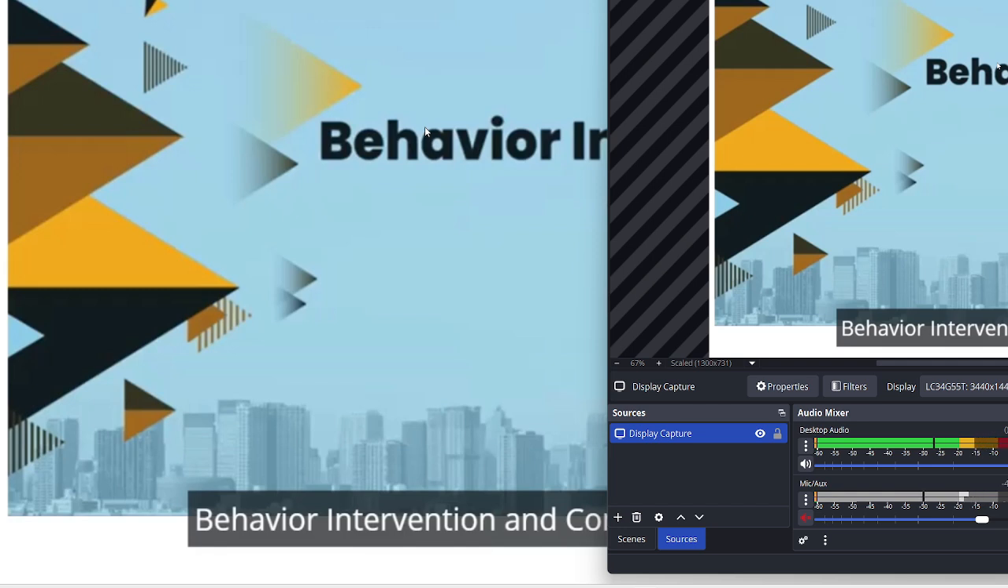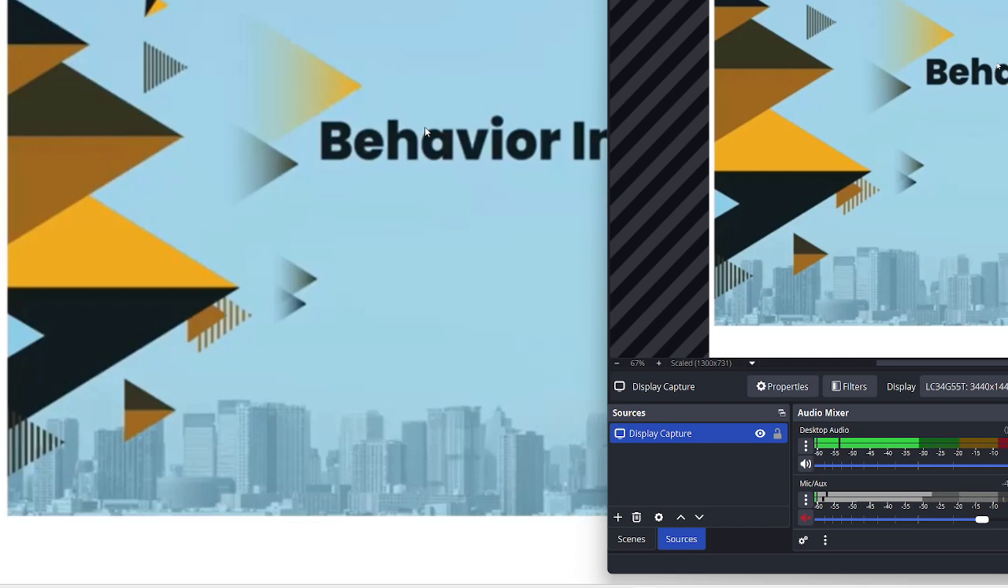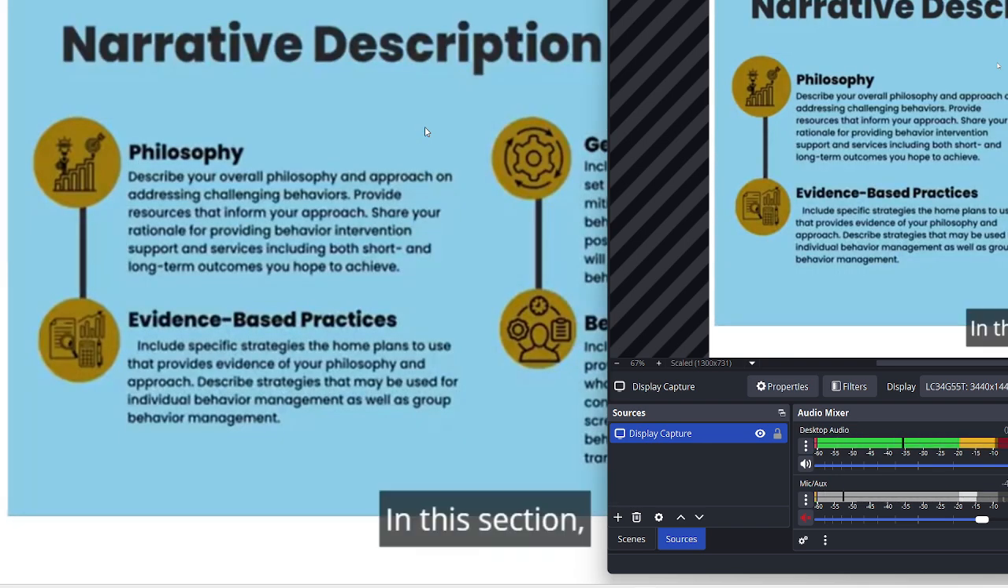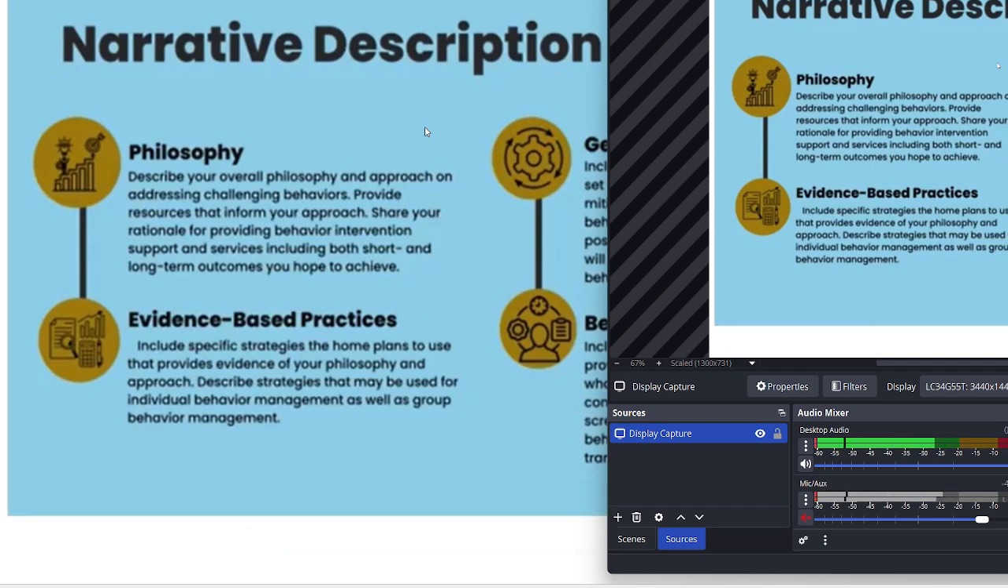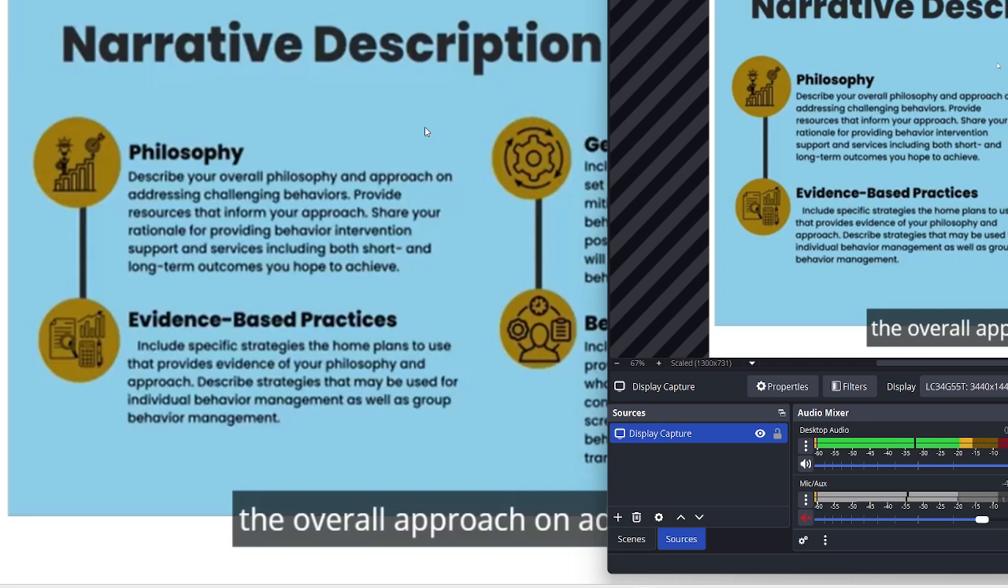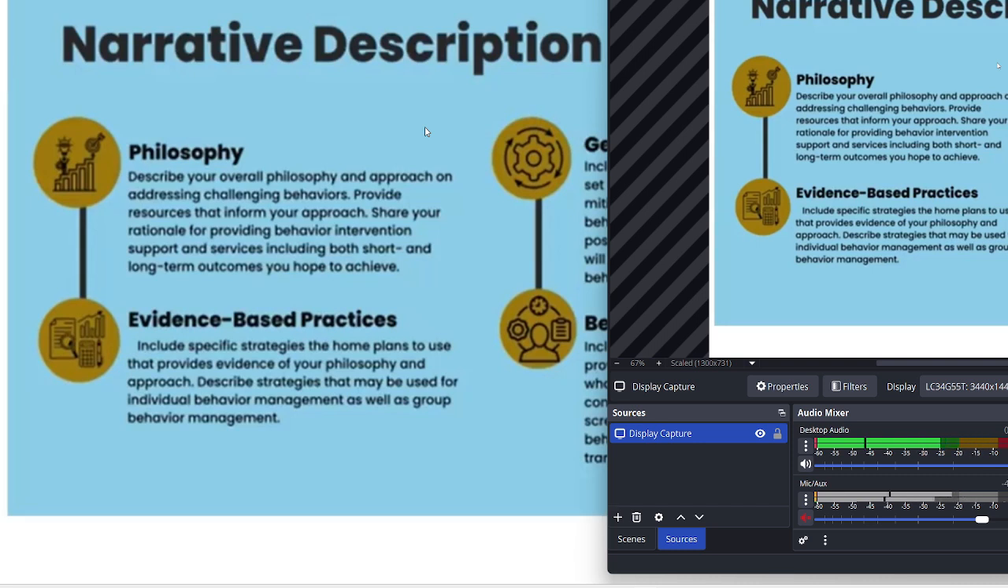Behavior intervention and consultation in licensed residential facilities. In this section, you will provide a narrative description that includes your philosophy of the overall approach on addressing challenging behaviors, as well as provide resources that inform that approach. Share your rationale for providing intervention support and services during both short and long-term outcomes that you hope to achieve.